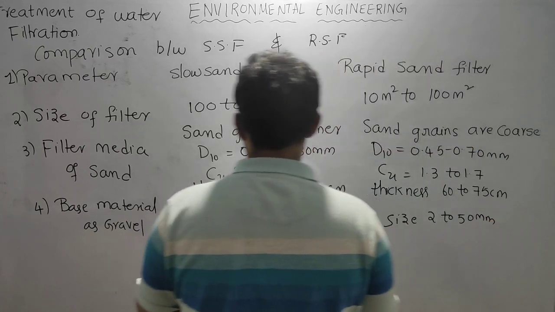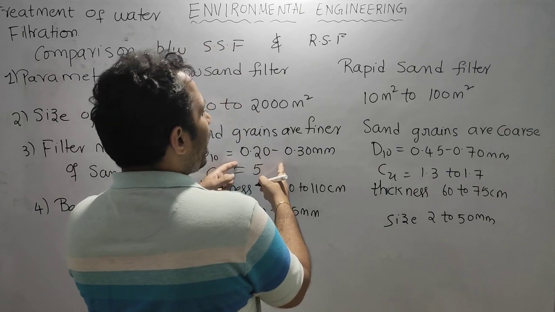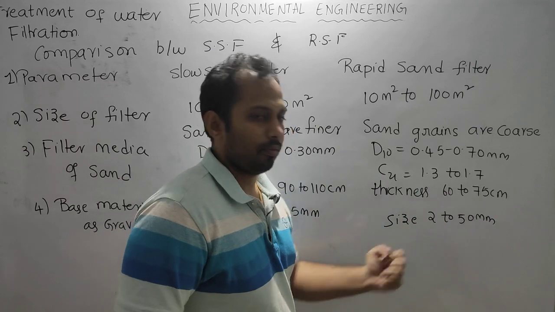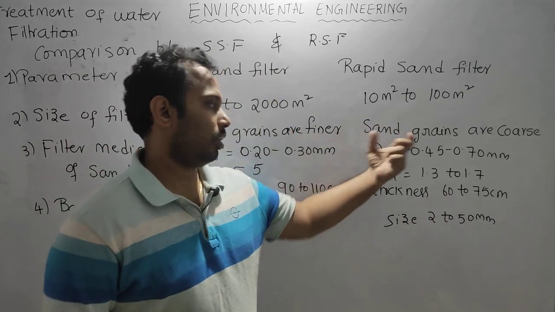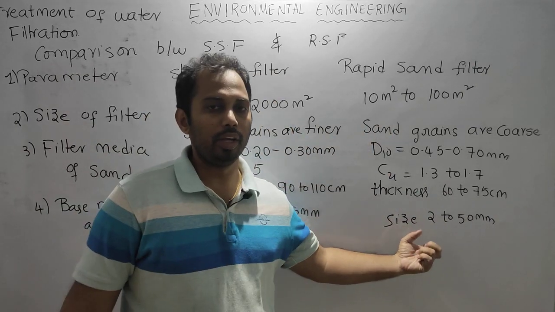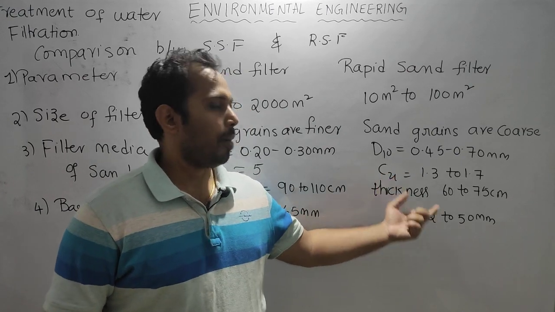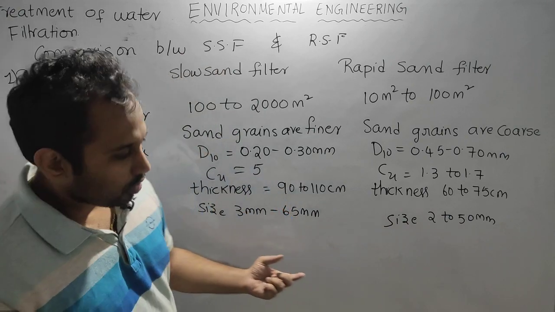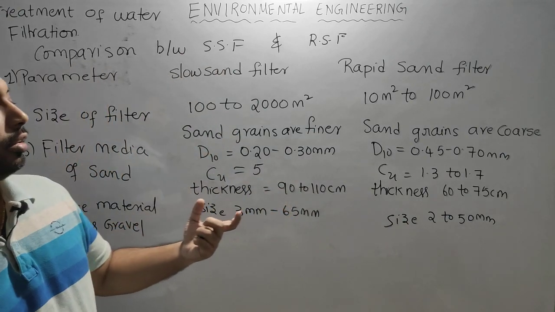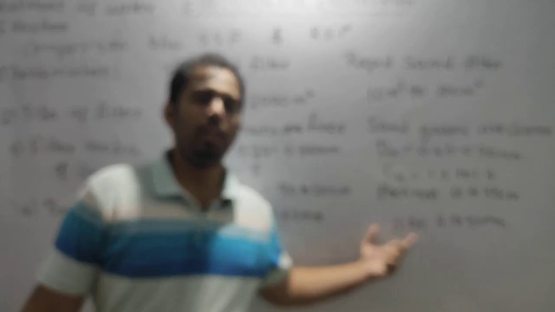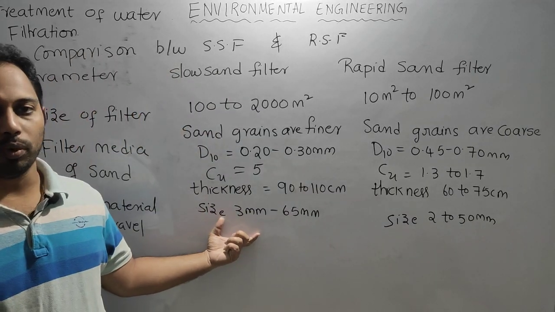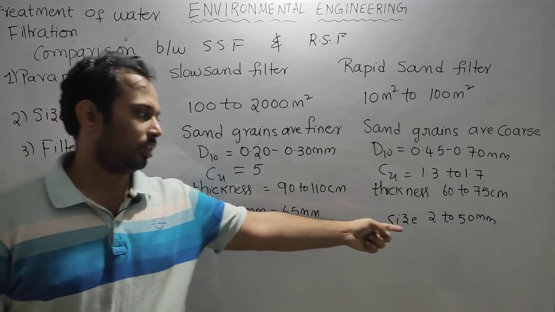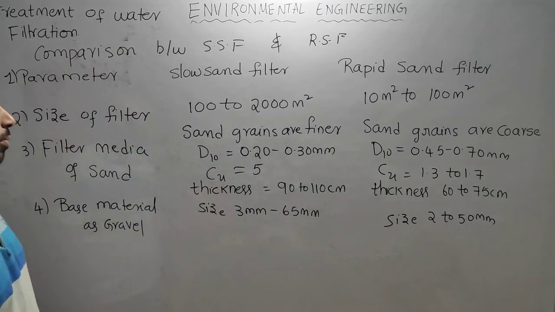See, if you observe the difference, in sand we are taking coarser, in gravel we are taking finer, because I told you already, here in rapid sand filter gravel also participates in the filtration process. So that is why it is necessary to have finer material. Here the gravel is only a supporting material, that is why the size of the gravel is kept higher. Here the size of the gravel is kept lower in case of rapid sand filter.